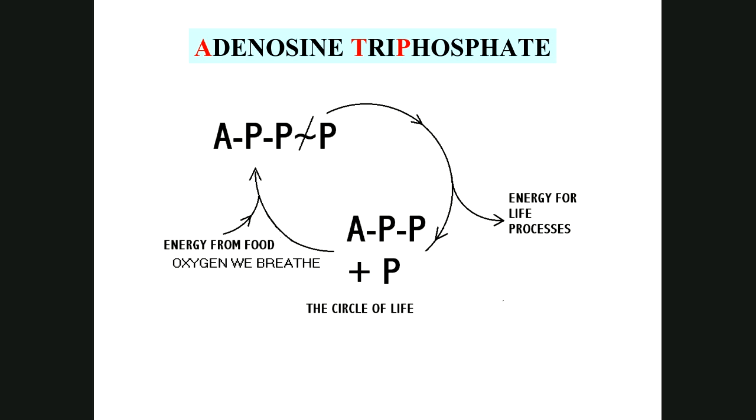Those life processes could be anything that all your organs do, from your brain to the bottom of your feet, and it keeps you alive. It keeps all those things going. But when you break the bond, now look, the ATP is not ATP anymore. It's now ADP, a diphosphate. Di meaning two. So it only has two phosphates, and then the phosphate that broke off.